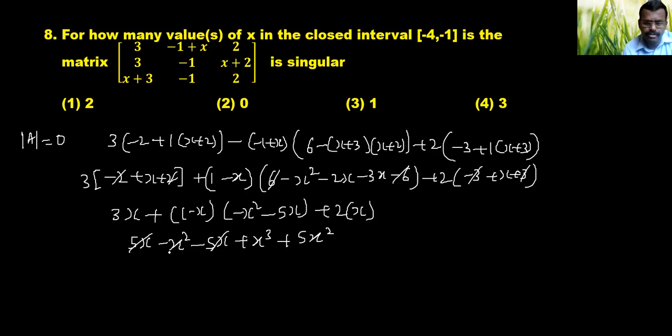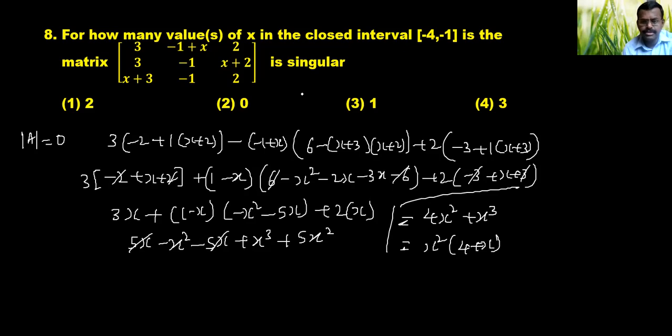Here 5x square and x cube: 5x square minus x square is 4x square, plus x cube. So if you take x square common, we get x square into 4 plus x. Since the matrix is singular, the determinant is 0, so this term should be equal to 0. Therefore, x equal to 0 or x equal to minus 4.